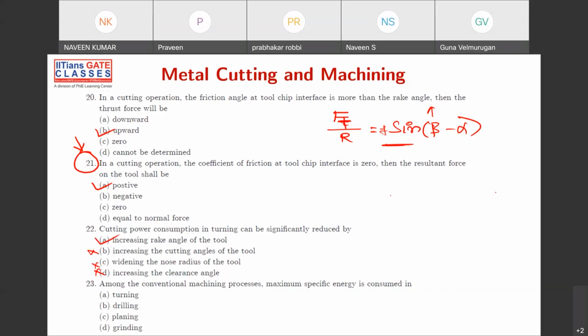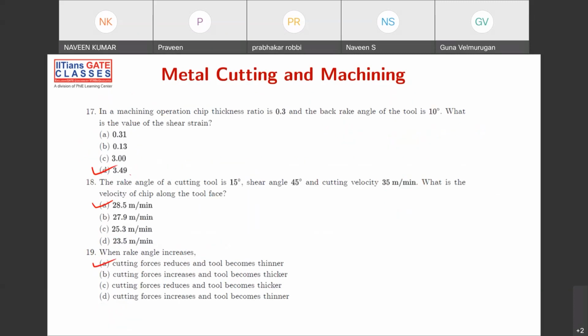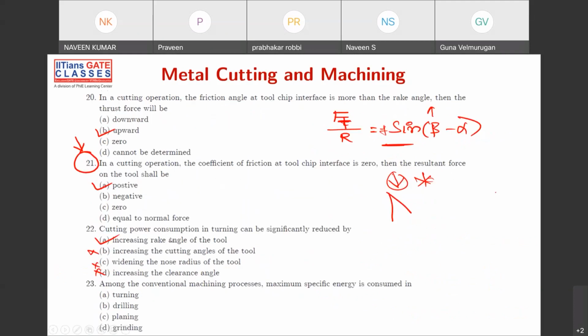Why? If at all you are increasing the rake angle, what is happening? Cutting force will be coming down. Am I right? A lesser amount of cutting force has to be taken care of. That's the reason why cutting power also is coming down. Is it okay? We have already done this. The cutting force is reduced as the rake angle increases. Yes or no? As cutting force is reducing, power consumption also will be coming down. Am I right?